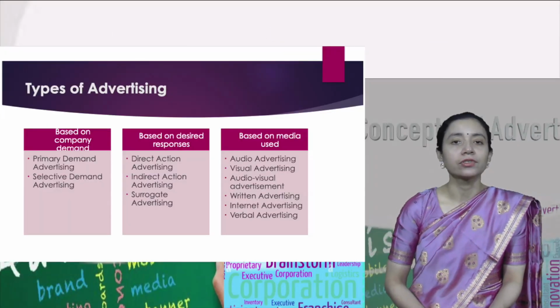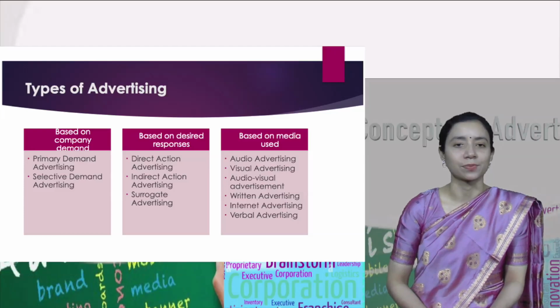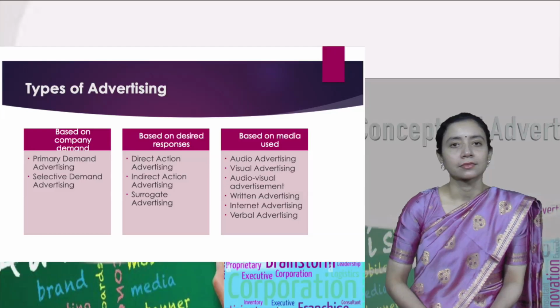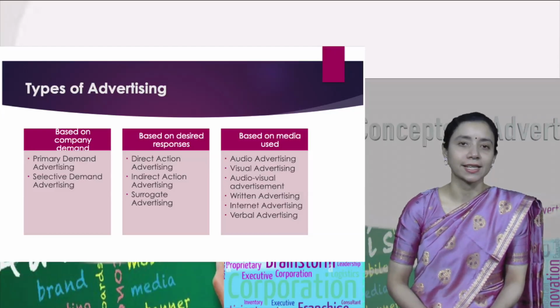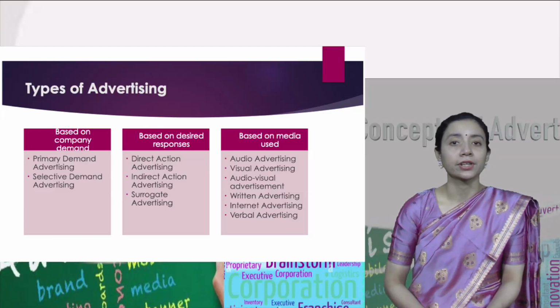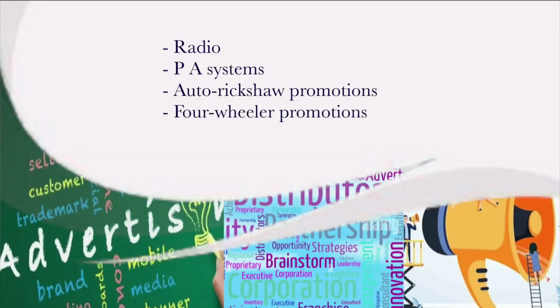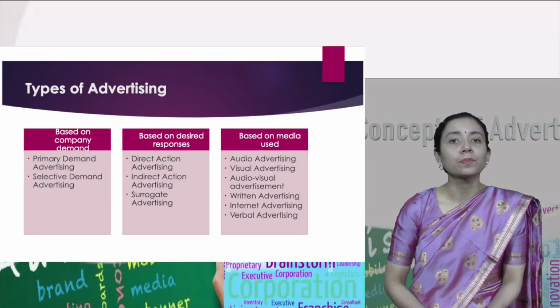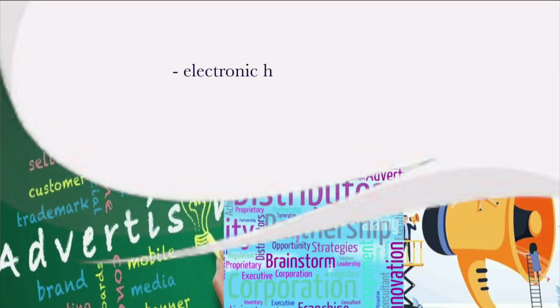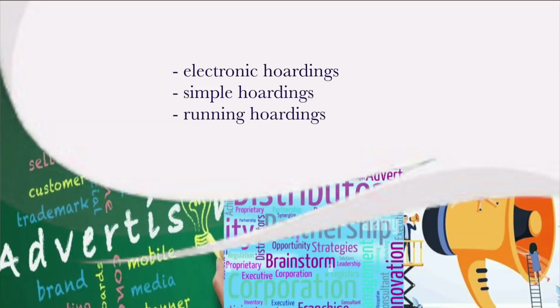Then another category on which we can classify advertisement is based on the media used for advertisements. So first we have audio advertising. Now this is done specifically through radio, and other auto rickshaw promotions and four-wheeler promotions are also used. Then we have visual advertising. This is done through POP displays without the text, catalogs, leaflets, cloth banners, brochures, electronic hoardings, simple hoardings, etc.